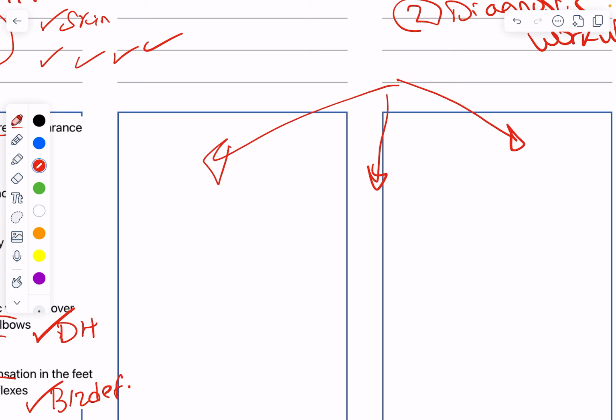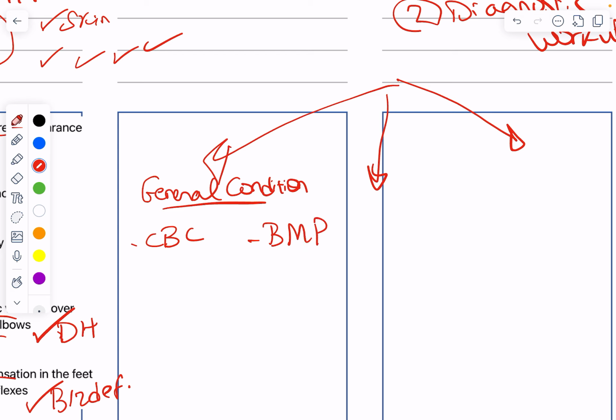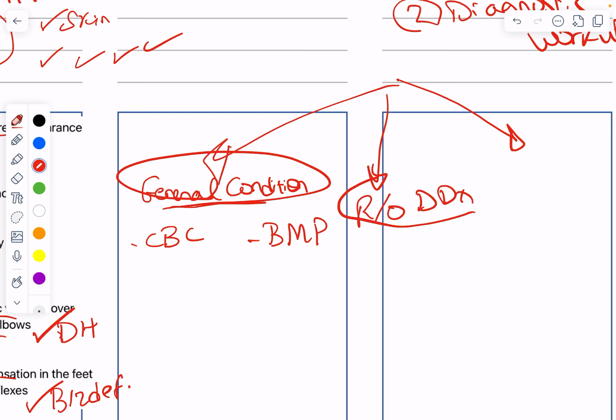The first category should be the effect on general condition. And that's something you'd usually order for most cases. For most cases, you'd want to do a complete blood count and basic metabolic panel. Okay? So for the general condition. The second category of diagnostic workup is to rule out the differentials. If you have a differential list, you'd want to do a screening test for each differential, as we're going to see. And the last one is specific to the complaint.